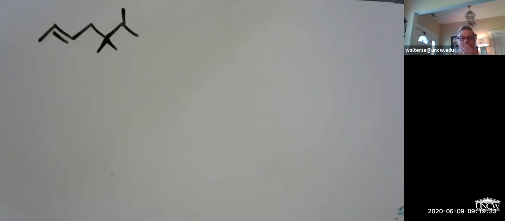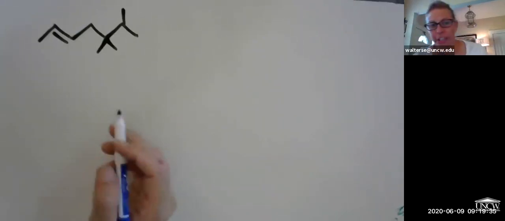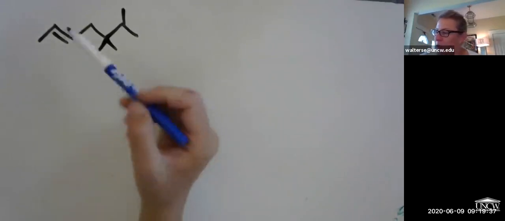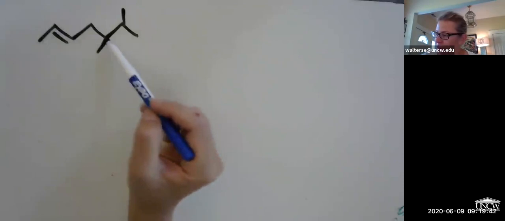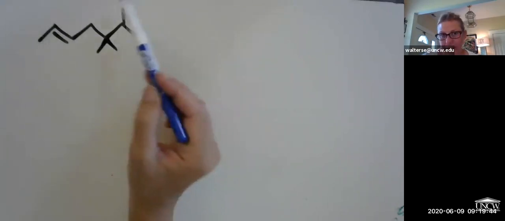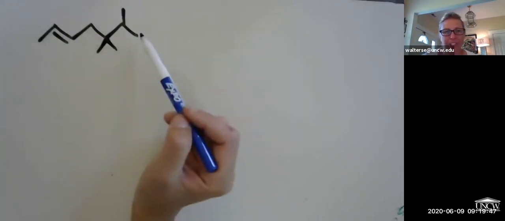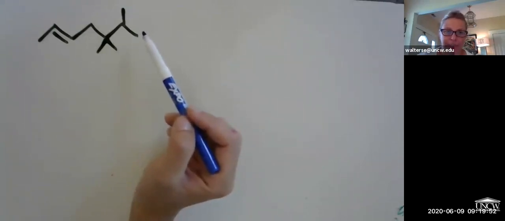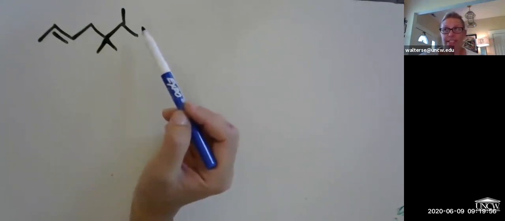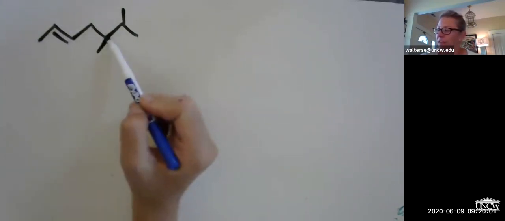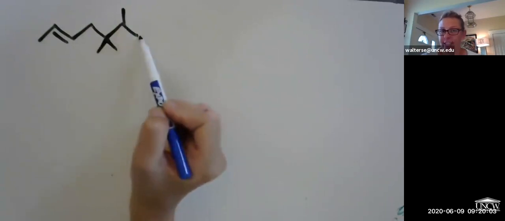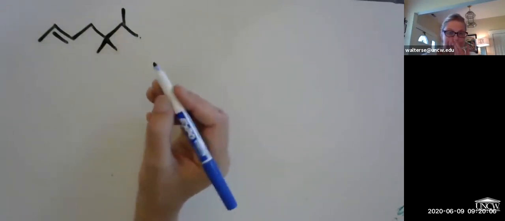So we first have to find our longest chain. If you go 1, 2, 3, 4, 5, 6, you're going to get an isopropyl or a branch substituent. Remember, we want more simple substituents than fewer branch substituents. The more simple, the better. So 1, 2, 3, 4, 5, 6, 7. So this is a 7-carbon parent chain.